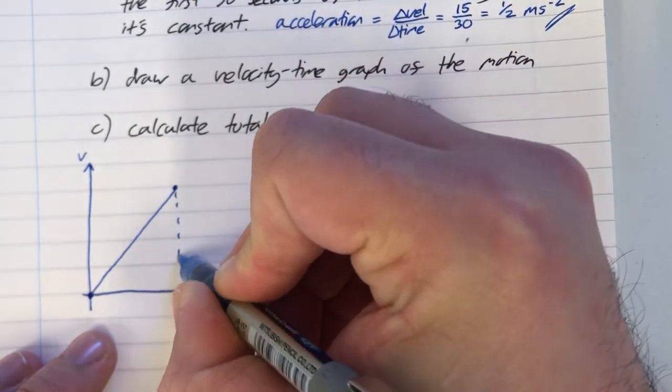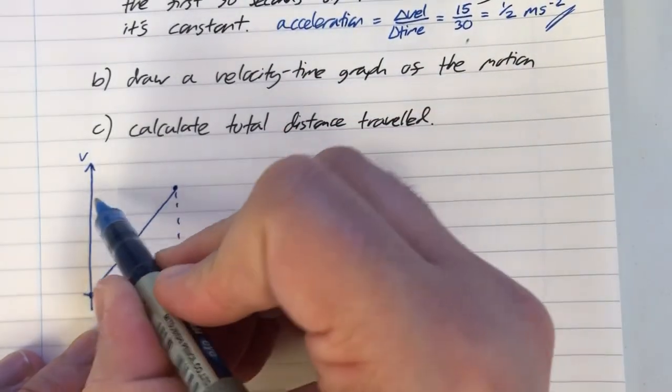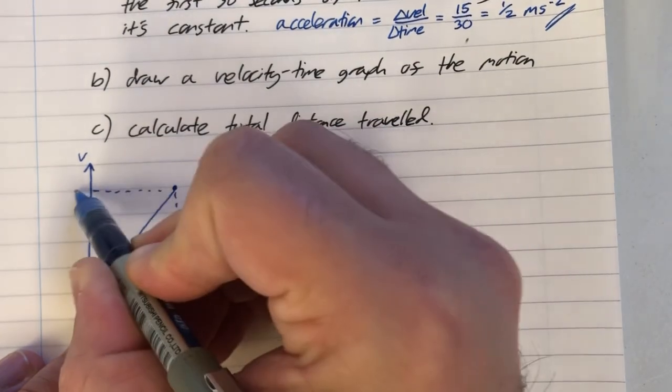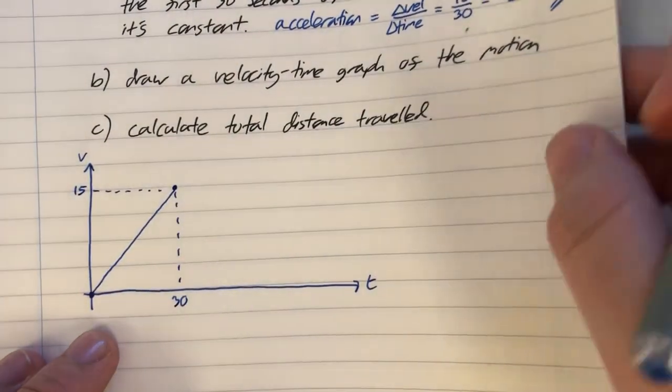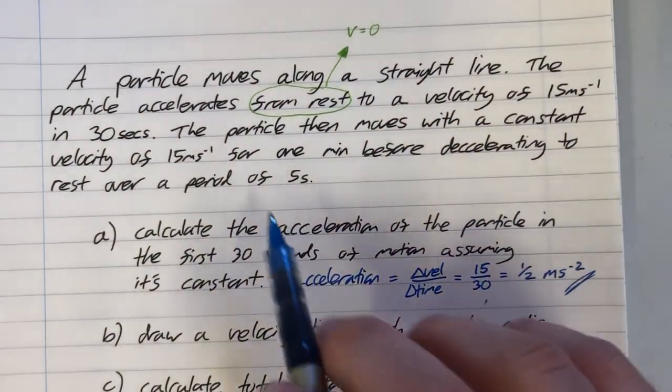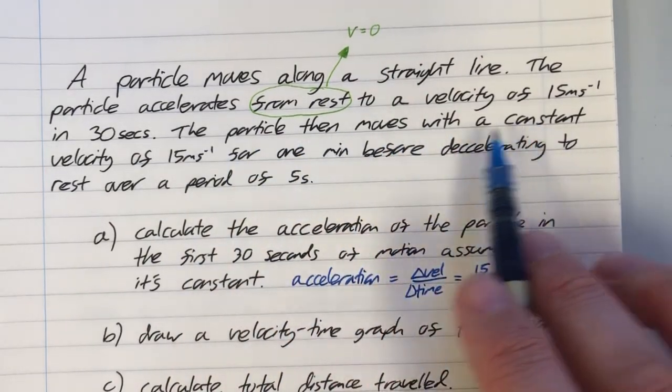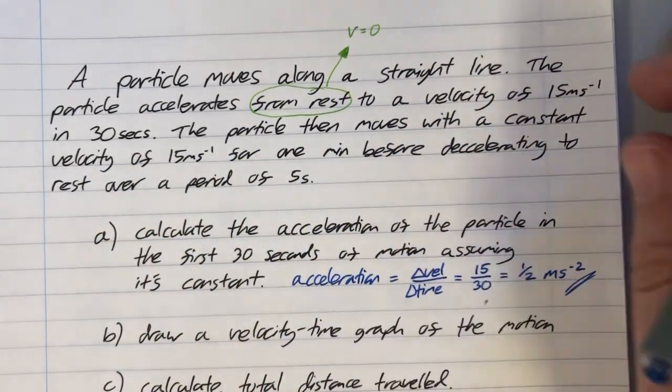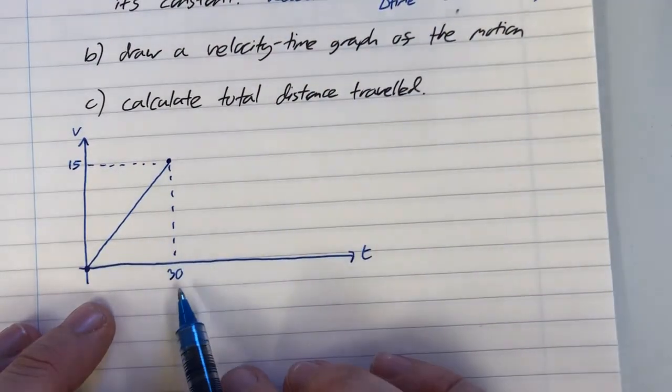So this point here is 30 on my t-axis and was 15 on my v-axis. Right, back to the scenario. The particle then travels with a constant velocity of 15 meters per second for 1 minute. Okay, so it's at 30 seconds into the motion.